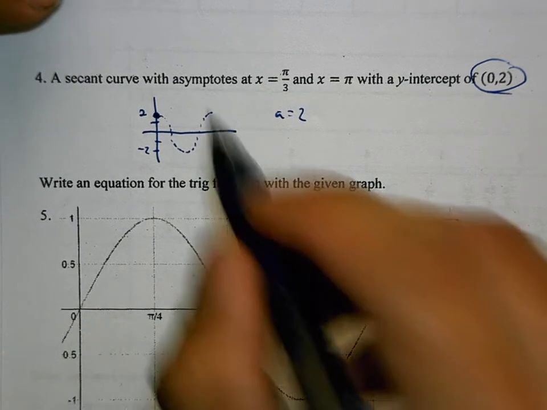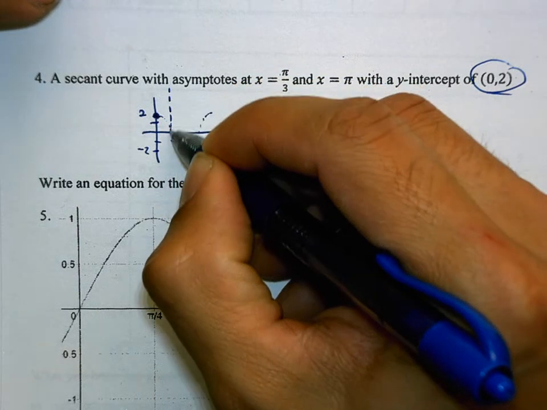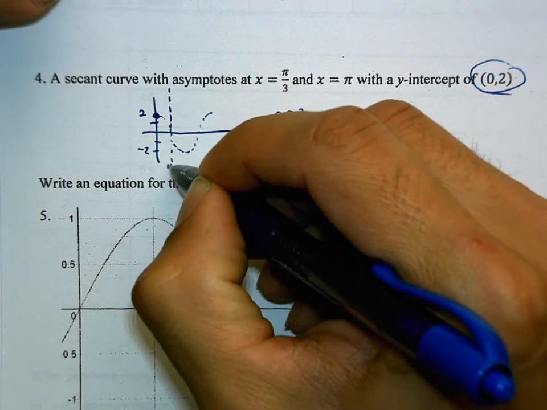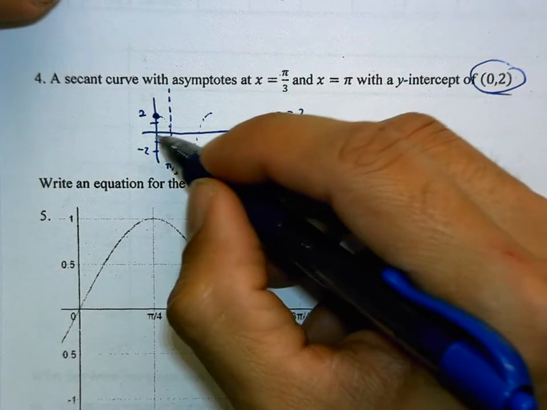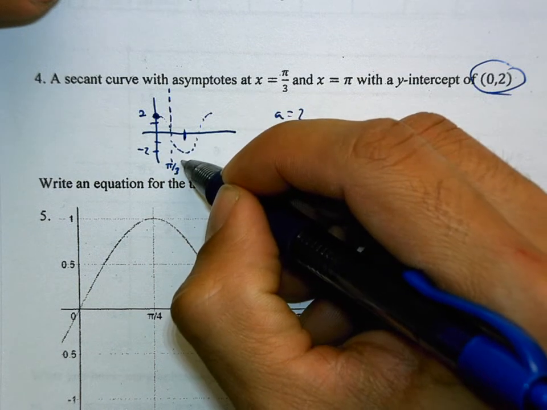But then it tells me that it has asymptotes at pi over 3. So let me just draw a little dotted line. Here's a pi over 3. And that's got to be a quarter of the way. This is 2 pi over 3.